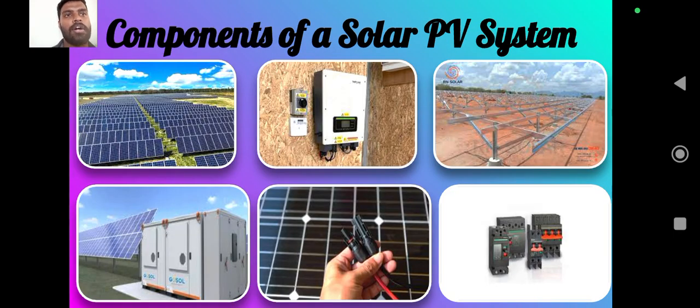And let us see the components. I will explain this in the next slides, but have a look at these pictures. That will be very helpful. The first picture is the solar panel, the next is the inverter, and the third one is the support structures for the solar panels. The fourth one is the storage system for storing the electricity, the fifth one is the connectors, and the last one is the breakers or the circuit breakers.